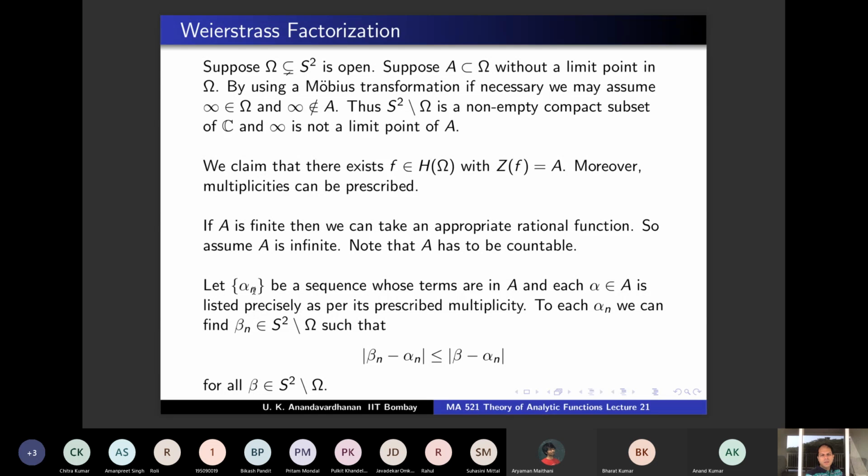So you fix an alpha n, and the claim is that associated to that alpha n, there is a beta n which minimizes the distance |beta minus alpha n|. Why should there be such a beta n? Because S2 minus omega is compact. So you can take the minimum of |beta minus alpha n| over S2 minus omega, and that minimum is attained because S2 minus omega is compact. That minimum point you call beta n.